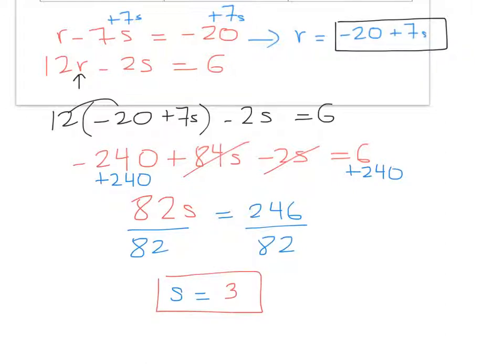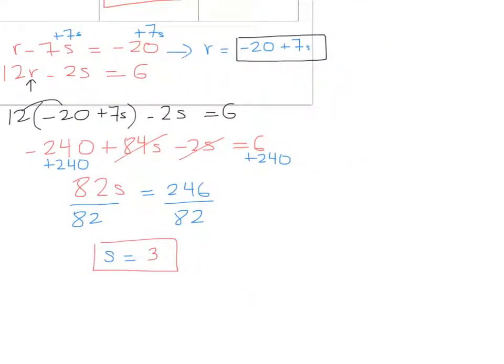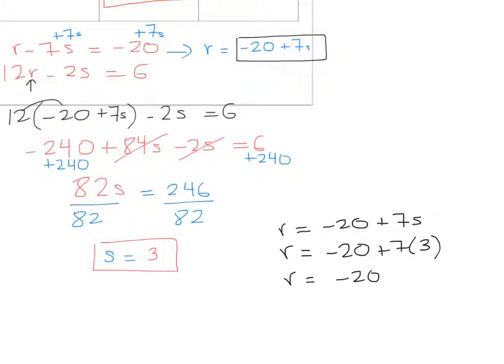Now once you find s, don't forget to plug it back into the previous equation where r equals negative 20 plus 7s. So r equals negative 20 plus 7 times 3. So r is equal to negative 20 plus 21, which is equal to 1. So in this case, r is equal to 1, s is equal to 3.